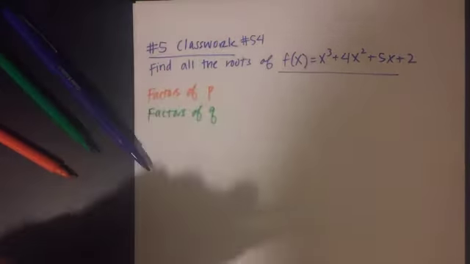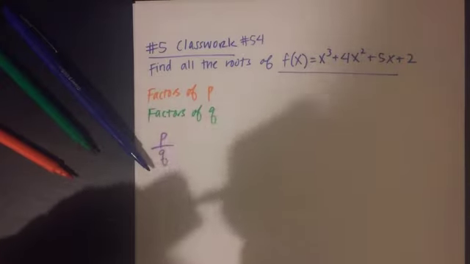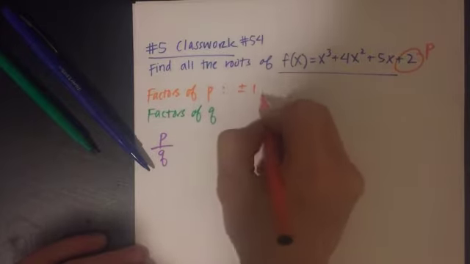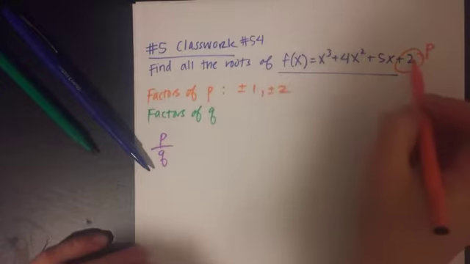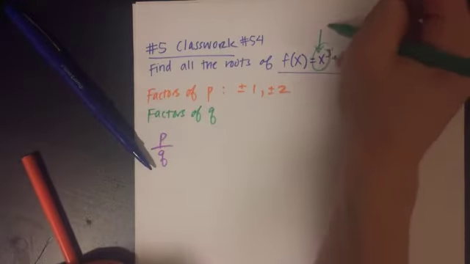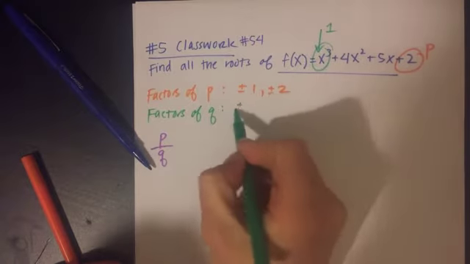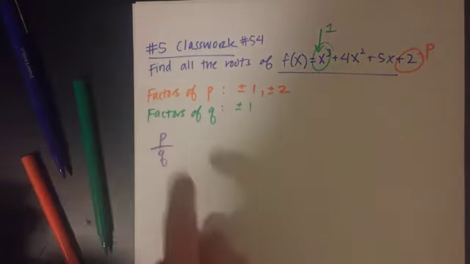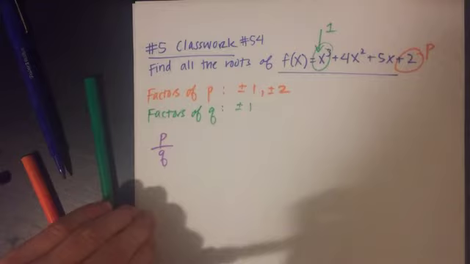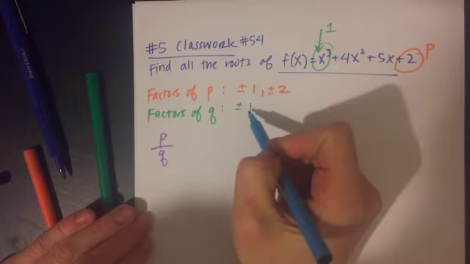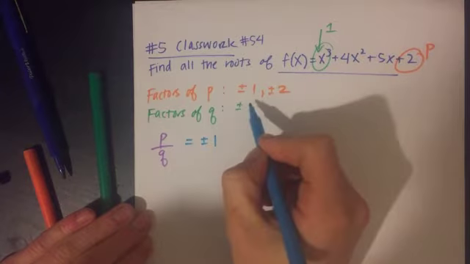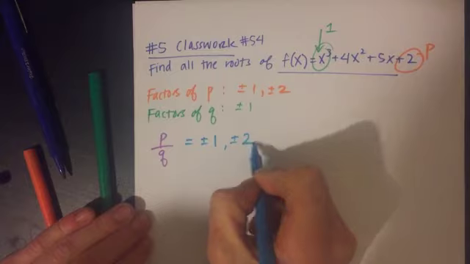and then all of my possible factors p over q. So p is this number here. So my factors of p are 1 and 2, because 1 times 2 is 2. Factors of q, well, q is this coefficient, which is just 1. So the only factors here are plus minus 1. So now to do p over q, you're taking these numbers and putting them over 1. So what I have is plus minus 1 over 1, which is really just equal to plus minus 1. Then I have plus minus 2 over 1, which is also plus minus 2.